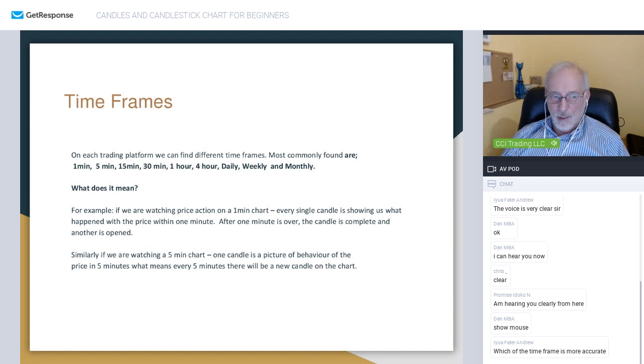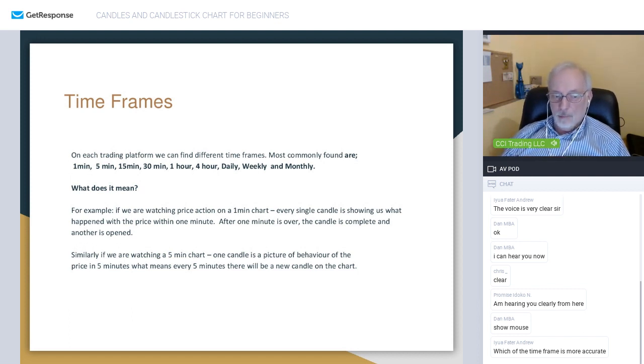the theory about time frames. The most common time frames found on trading platforms are those which I mentioned here. It's 1 minute, 5 minutes, 15 minutes, 30 minutes, 1 hour, 4 hour, daily, weekly, and monthly. What does it mean? It means that if we are watching price action on a 1 minute chart, every single candle is showing us what happened with the price within 1 minute. After 1 minute is over, the candle is completed and another one is opened. So every minute we have a new candle.